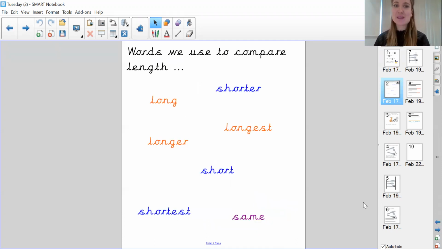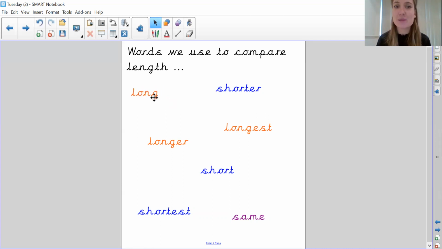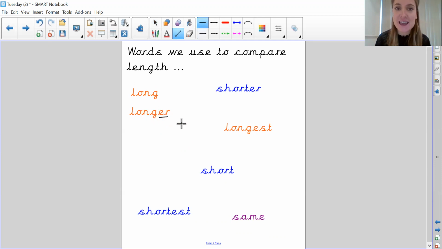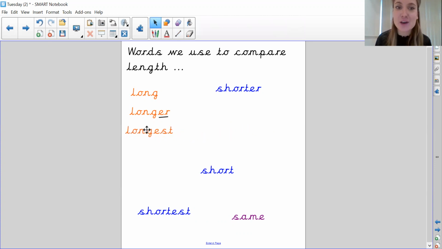I'm going to continue. So today we are going to be having a look at length. So let's have a look at some of the words we use when we're comparing different lengths. We've got our first one here, long. Thank you for joining in with me. We've got long. Can you see we have got that special friend at the end there? Longer. Then here we've got longest.